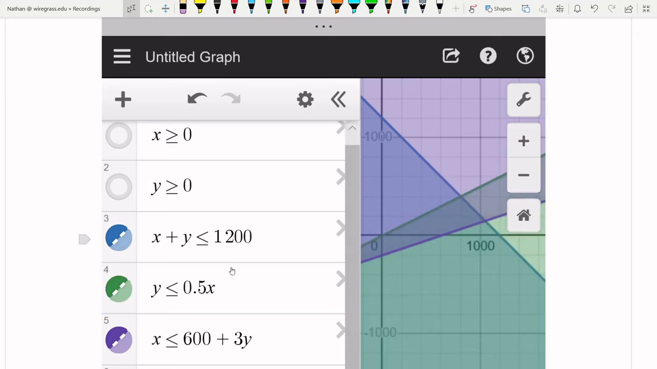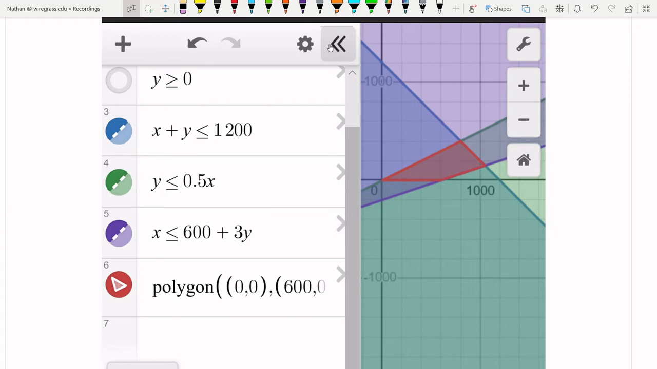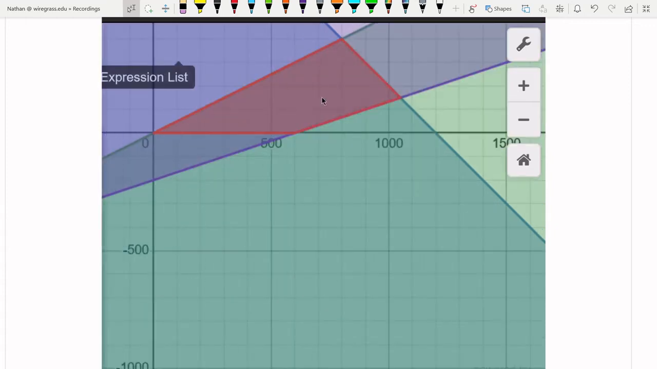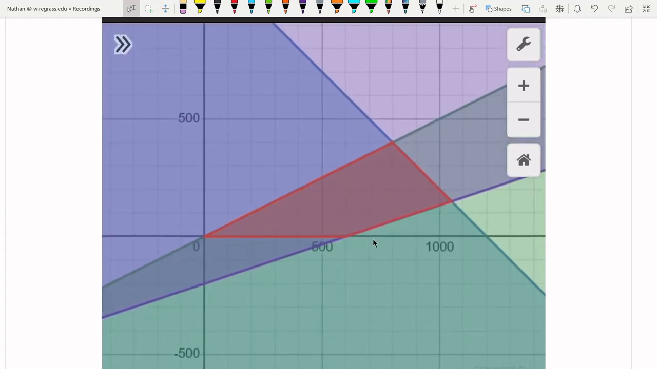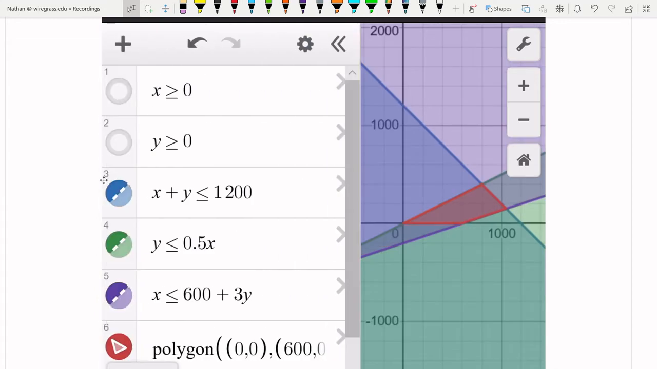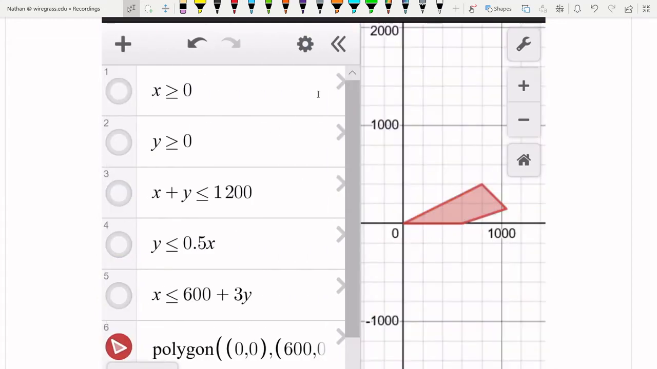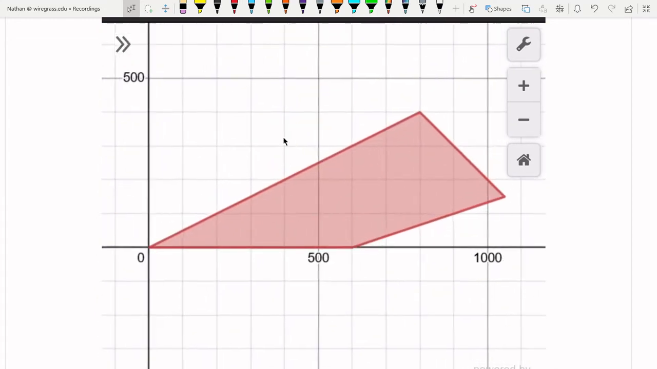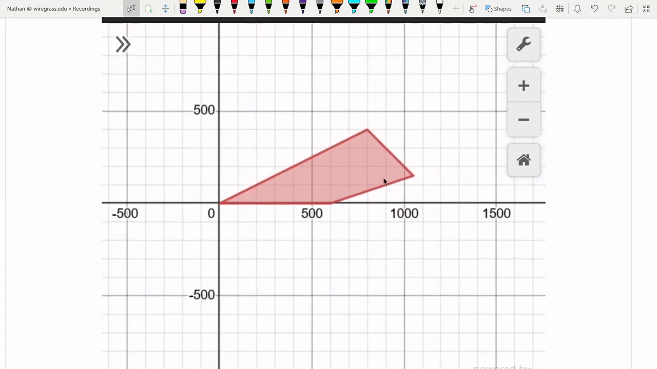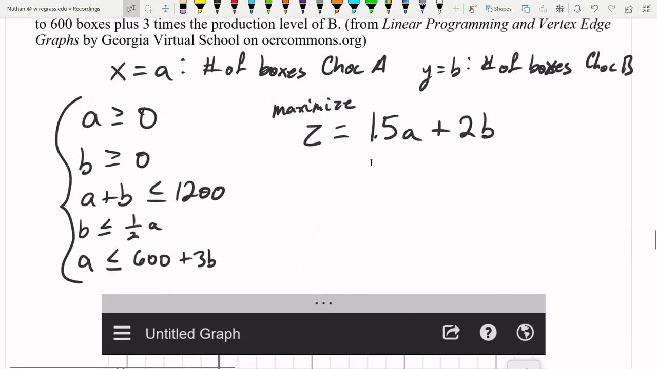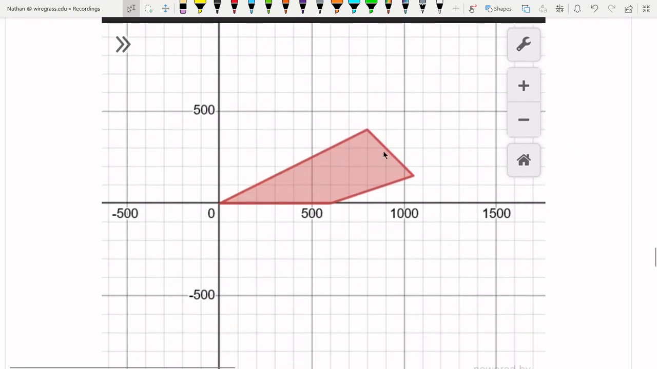Let me show that here. Okay, and I've created a little polygon here, and you can see that this is our feasible region. Let me turn off everything else. This is the region of all of the overlap. So our solution, the one that will maximize the profit function, or the objective function, I should say, which is this thing here, is going to be somewhere in this region.